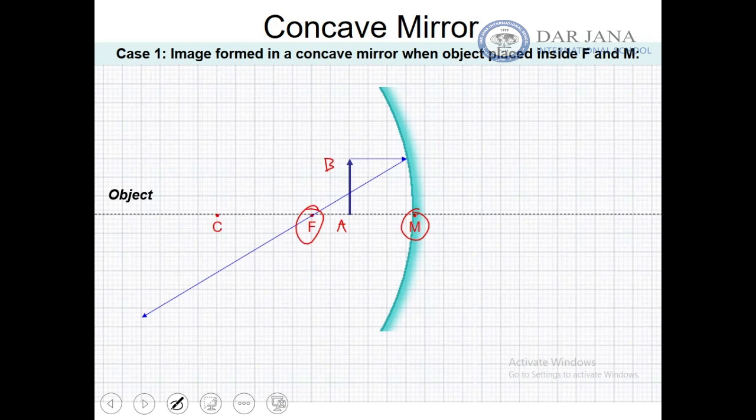Now the second incident ray. The second incident ray will be perpendicular to the mirror. Any incident ray that comes perpendicular to the mirror will reflect along the same path. So its reflection will pass through the center of curvature.